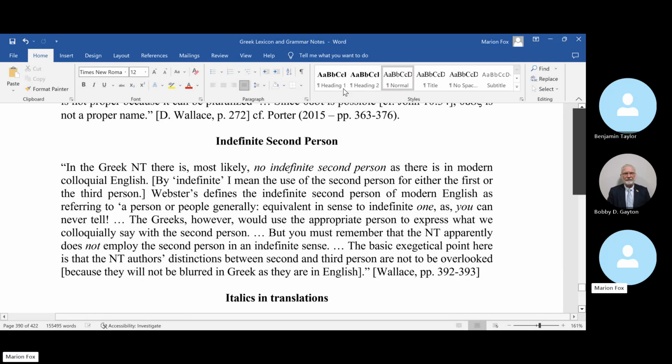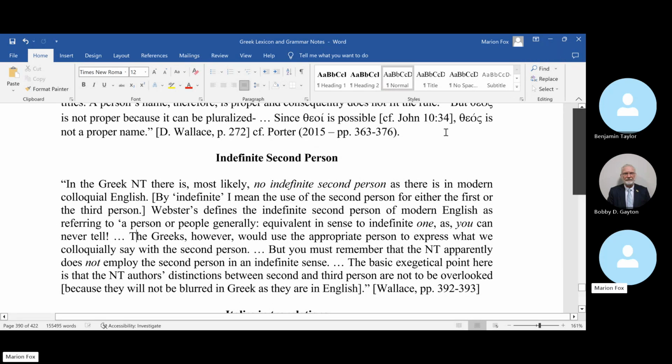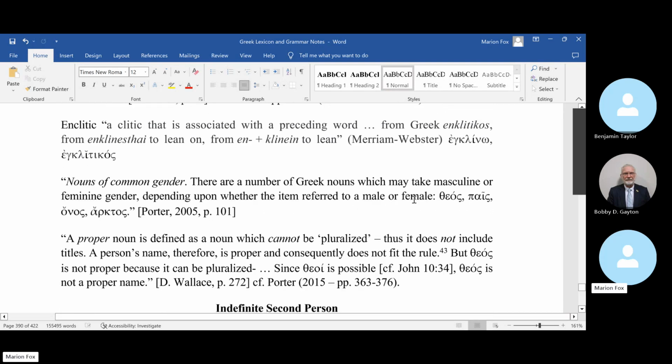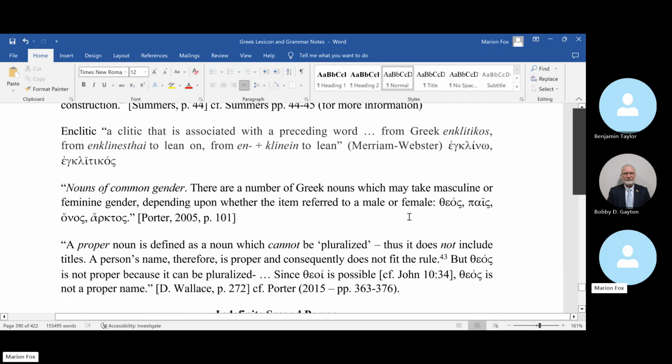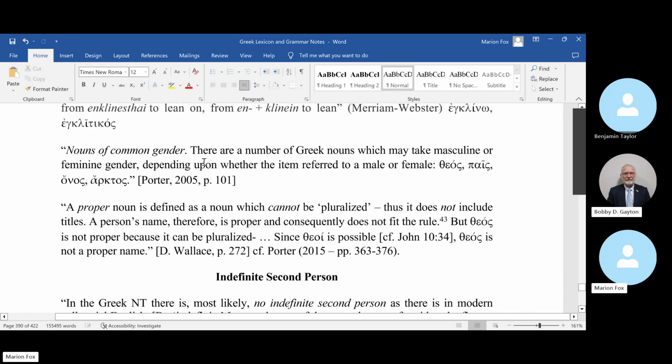Yes, sir. And so, if you want to use it, you can take this material and cut and paste it, of course. And of course, a proper noun, and it talks about all of these things. There's a noun of a common gender, and some nouns have a common gender. Theos, God, has a common gender. The form of it can be masculine or feminine, and then you look at an article to tell which it is, okay? Any questions before we go back to the material?